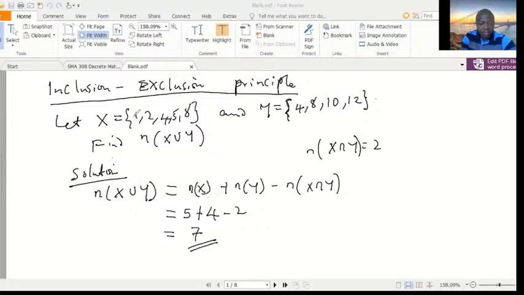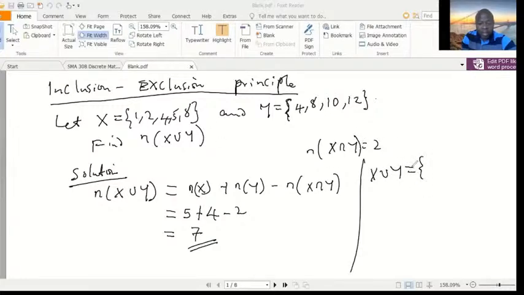Now, you may have wanted to do it differently without using this principle. You will get the same result. If you don't want to use this method, then you first of all find the union. You find the union of X and Y, and then count the elements there.